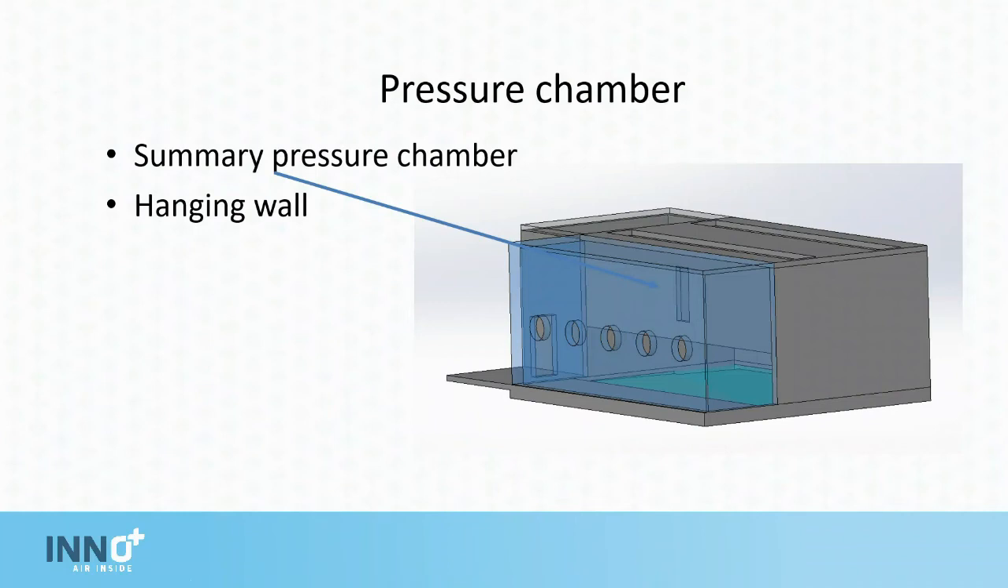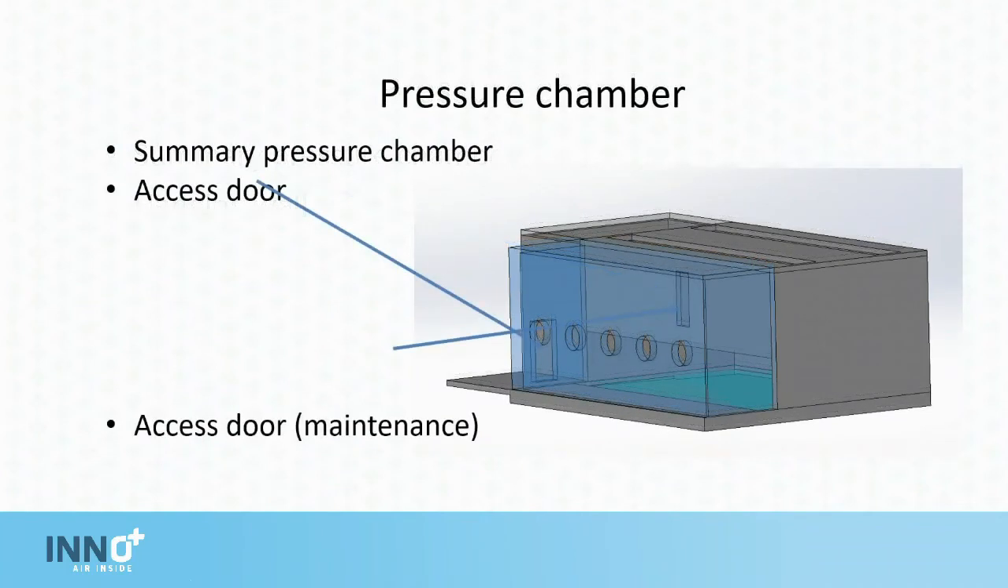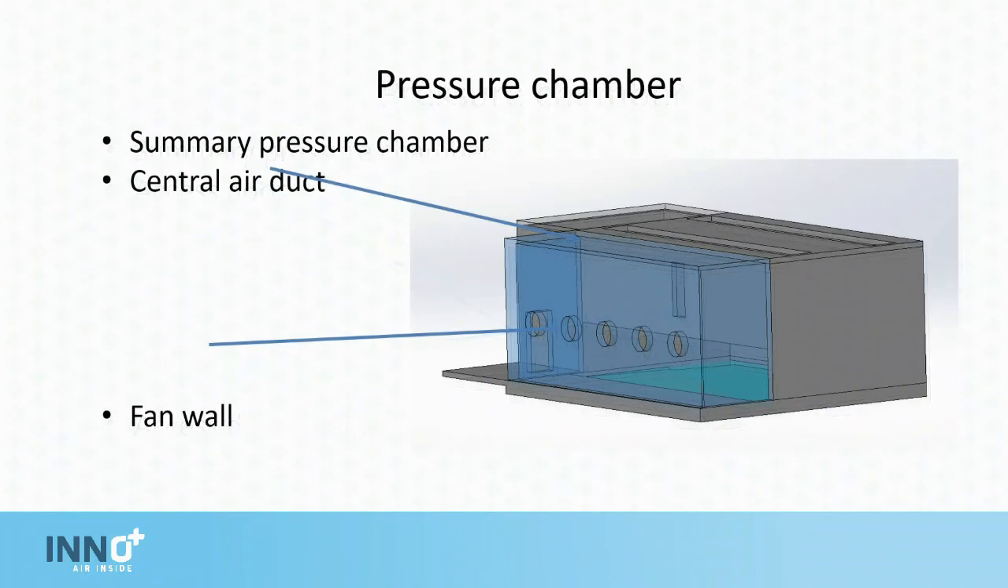To summarize this, we have the pressure chamber with the hanging wall, an access door for maintenance in the pressure chamber, and an access door to get up to the packaging materials. The air comes in either by the air duct from above or a fan wall at the back of the house.